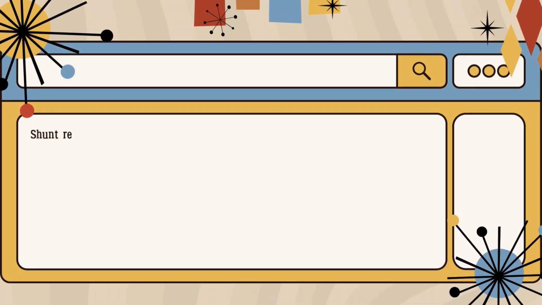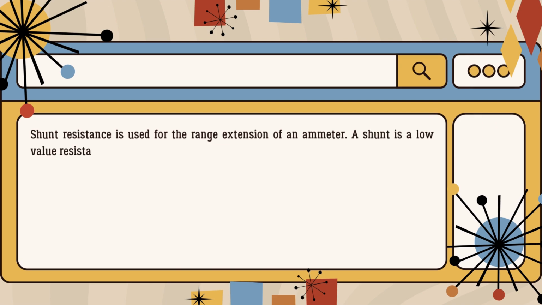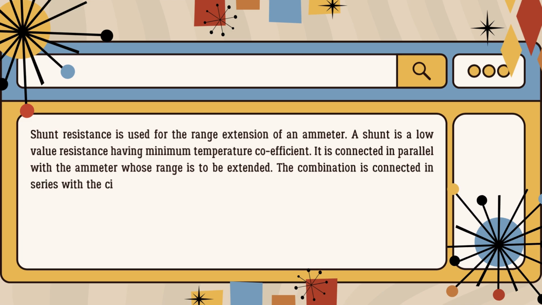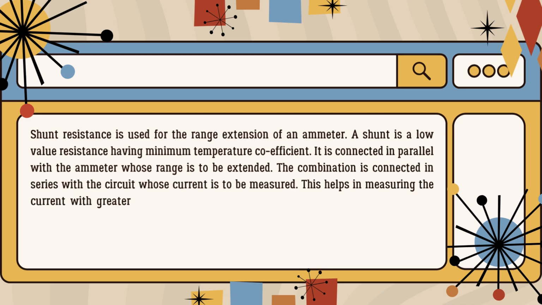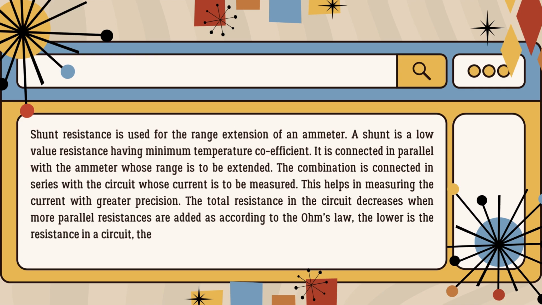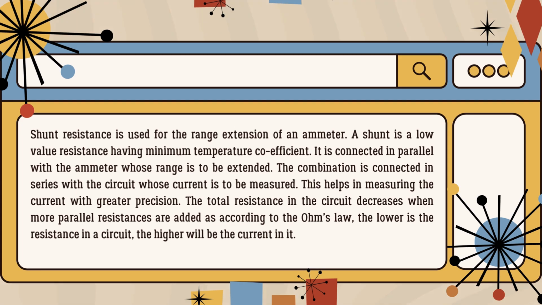Shunt resistance is used for the range extension of an electronic ammeter. A shunt is a low value resistance having minimum temperature coefficient. It is connected in parallel with the ammeter whose range is to be extended. The combination is connected in series with the circuit whose current is to be measured. This helps in measuring the current with greater precision. The total resistance in the circuit decreases when more parallel resistances are added, as according to Ohm's law, the lower the resistance in a circuit, the higher will be the current in it.